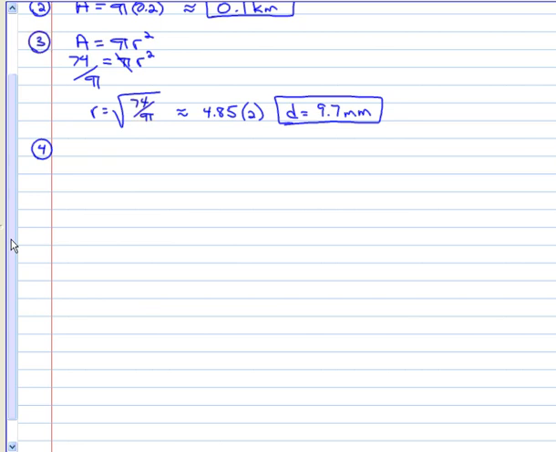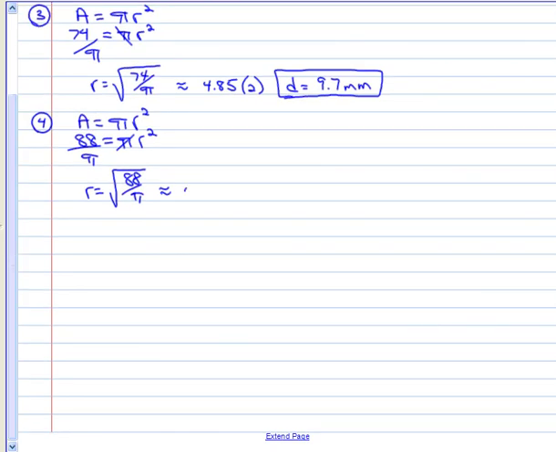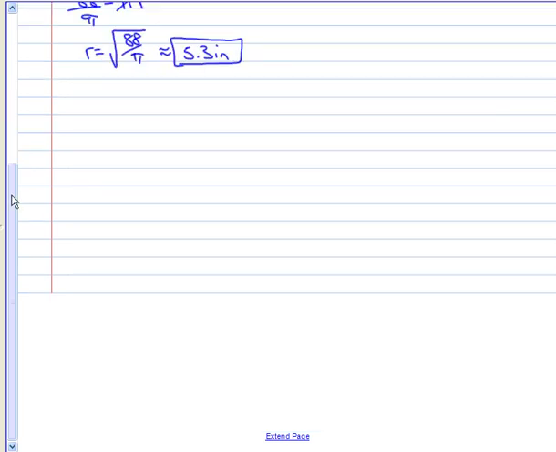Number 4, area of a circle is 88 square inches. Find the radius. So we know area equals pi r squared. 88 must equal pi r squared. So we can divide by pi. And then we can find the square root of 88 divided by pi. And they wanted the radius, I believe, didn't they? 5.3 inches. Again, that's not squared because this is a length unit, not an area on that problem.